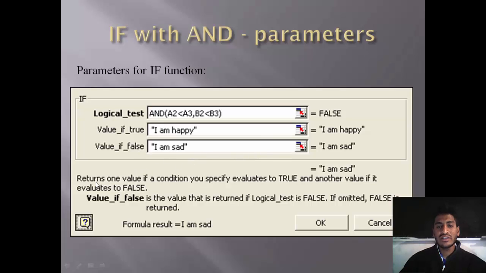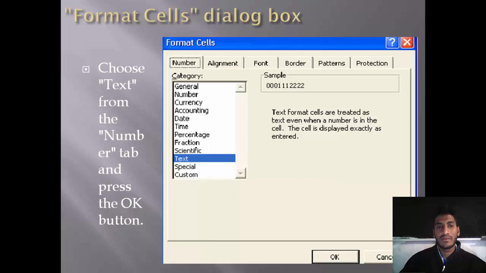Return one value if the condition you specify evaluates to TRUE and another value if it evaluates to FALSE. Value if false is the value that is returned if the logical test is false. If omitted, FALSE is returned. Formula result is equal to "I am sad".